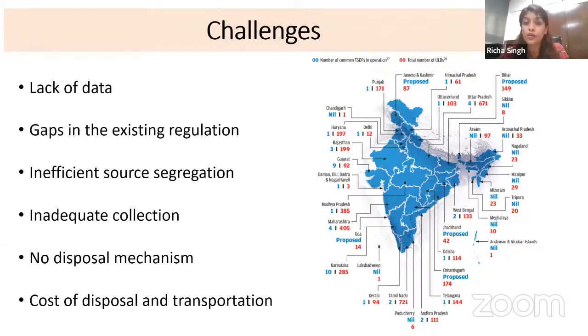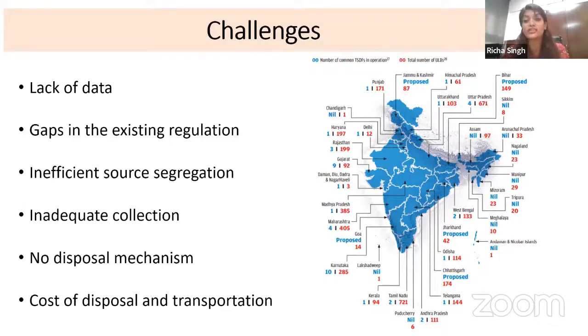Now, this map represents the number of common TSDFs in operation versus the total number of ULBs, where you can see a huge disparity. There were 171 ULBs in Punjab which are dependent on one CSW TSDF.